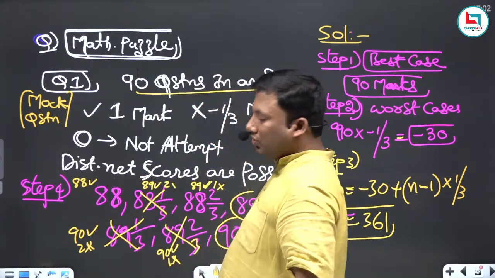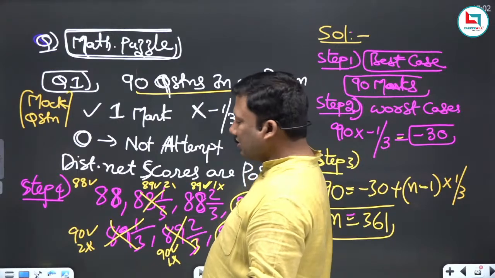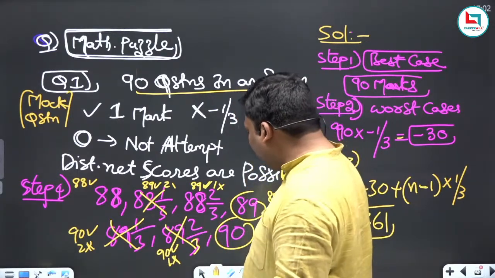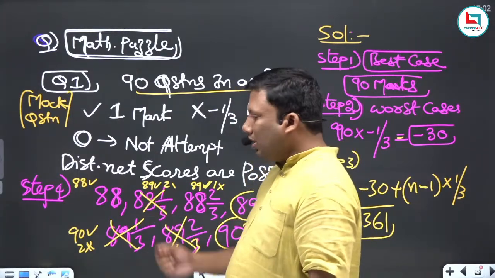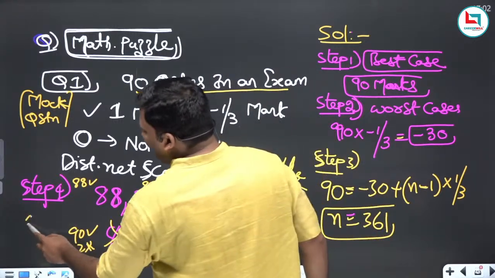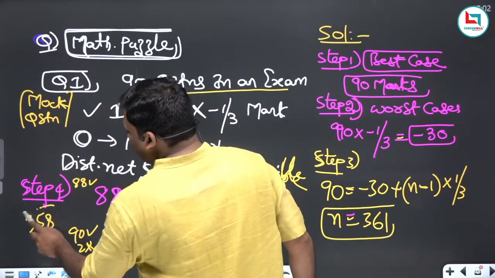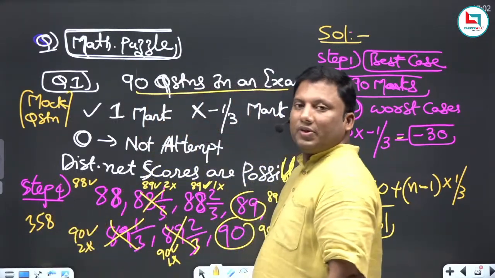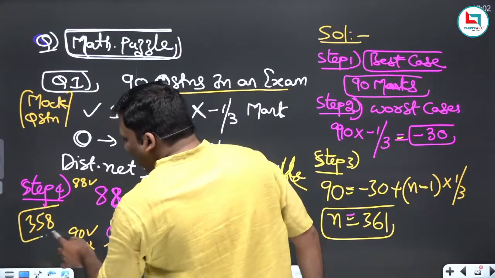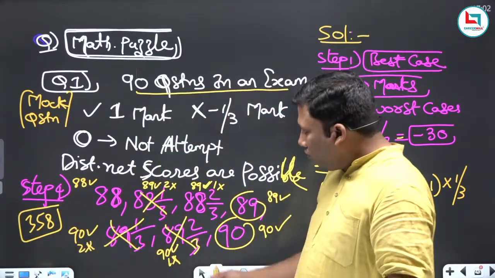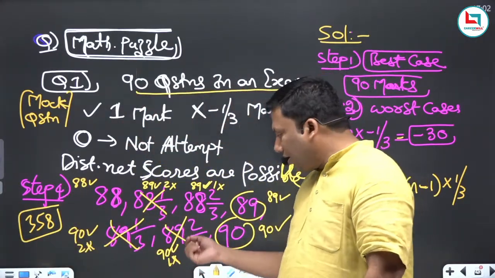Only 88 attempted, I can leave a few questions. So 88 questions right. How many cases are not possible? 1, 2, 3. So from 361, 3 cases are subtracted. It is 358. I hope everybody is clear why these 3 cases are eliminated.